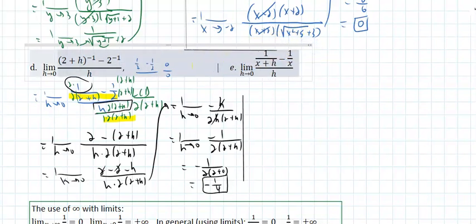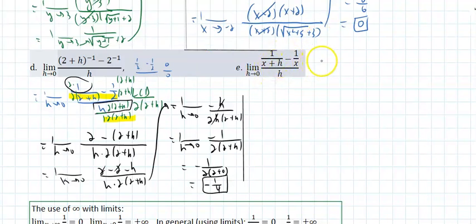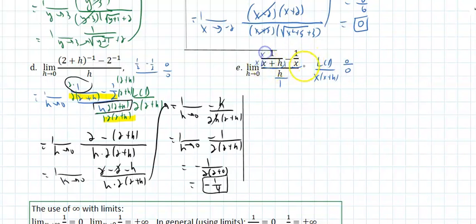Same deal with this complex fraction. Here, if I replace h by 0, 1 over x minus 1 over x is 0 over 0. Again, what I'll do, I'll simplify this complex fraction and make it into a single fraction. And you do that by finding the LCD for the top and the bottom combined. The LCD is x times x plus h. So the first fraction is missing an x, the second is missing an x plus h, and the third is missing x times x plus h.